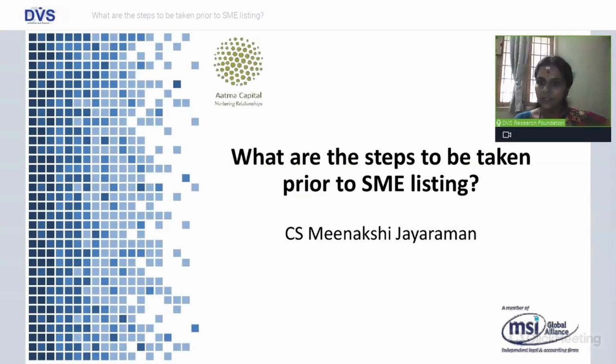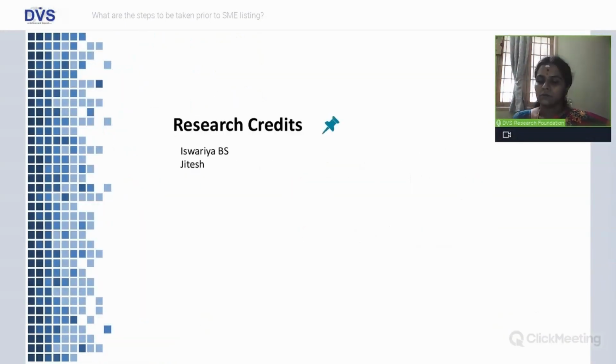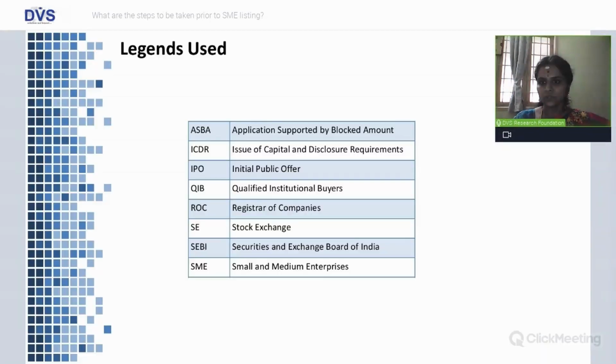Last week, we discussed the eligibility criteria for SME listing. Now that we have ascertained the benefits available for SME listing and the criteria upon fulfillment of which we can get into this mode, we will now see the steps to be taken prior to your SME listing. My humble thanks to my team, Aishwarya and Jitesh, for this research and the detailed presentation.